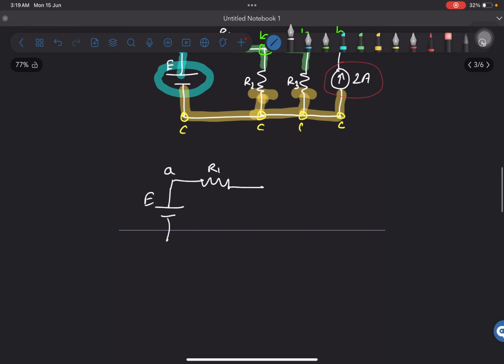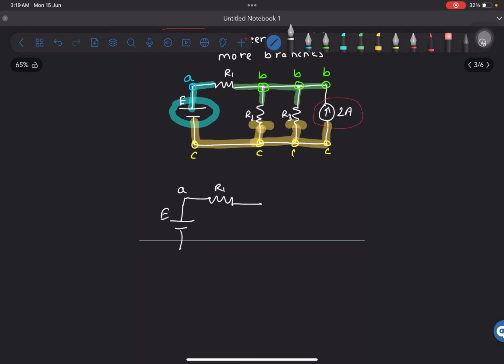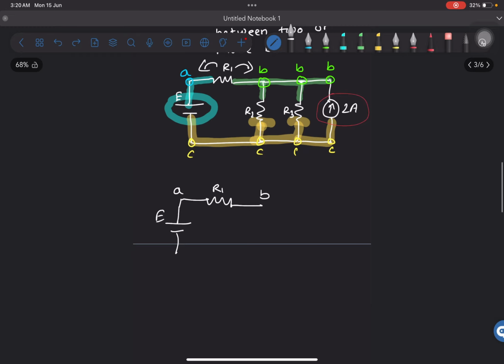We see B. Now from B, you can see that there are three paths. So this is B, right? As you can tell, left of R1 is A and right of R1 is B. And that is exactly what we wrote over here. And then from B, as you can see, B has three paths. So we do the same. We create one path here, one path here, one path there.